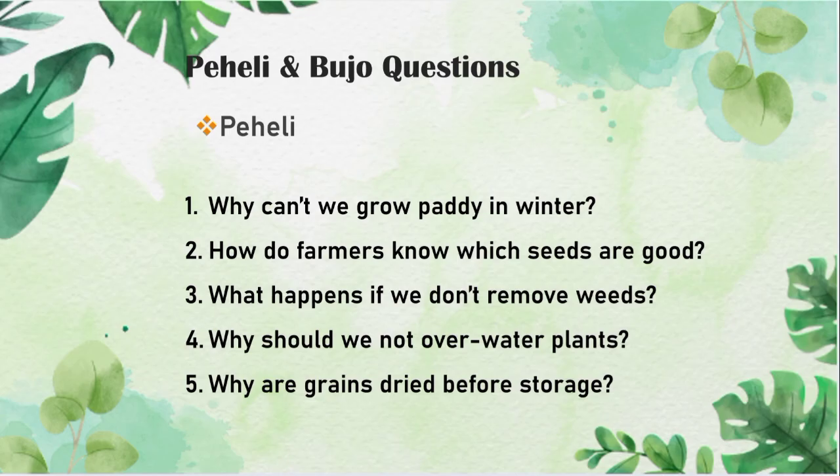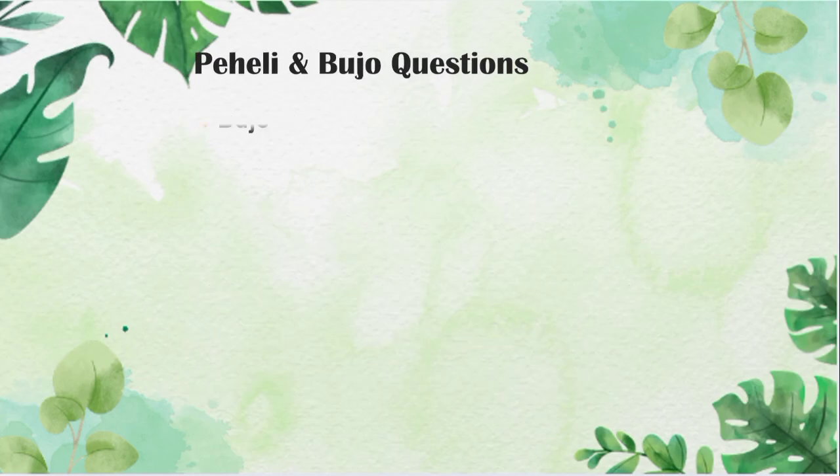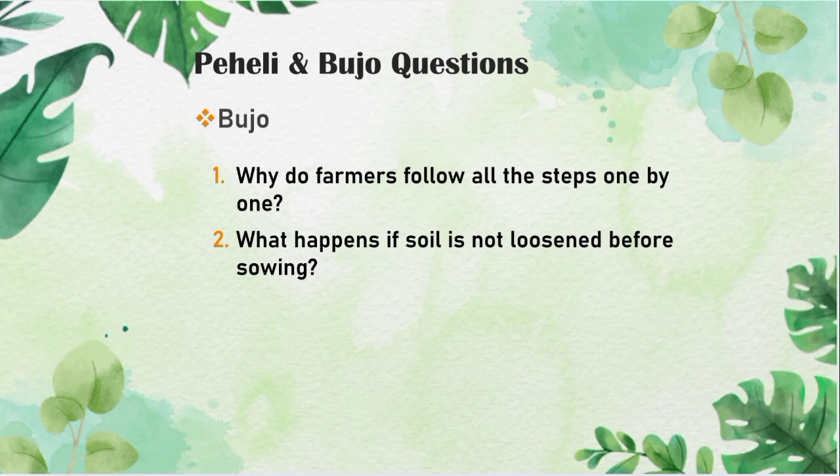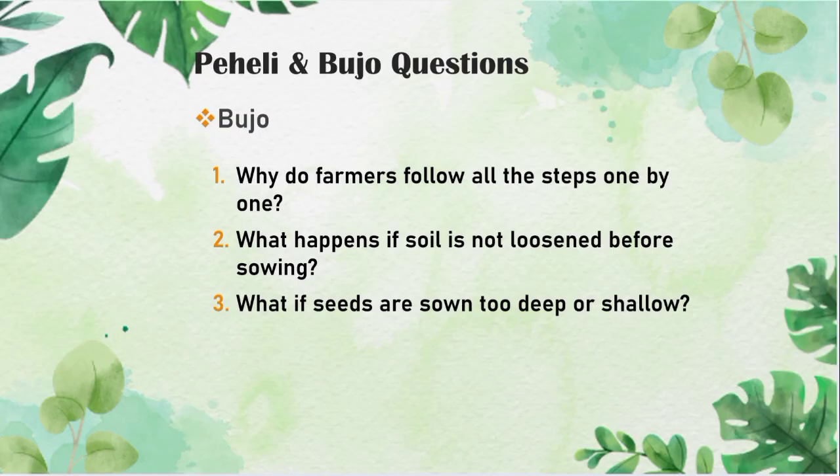Boojho thinks deeply. Why do farmers follow all the steps one by one? What happens if soil is not loosened before sowing? What if seeds are sown too deep or too shallow? Can fertilizers harm crops? How do weeds harm crops even if they look healthy?